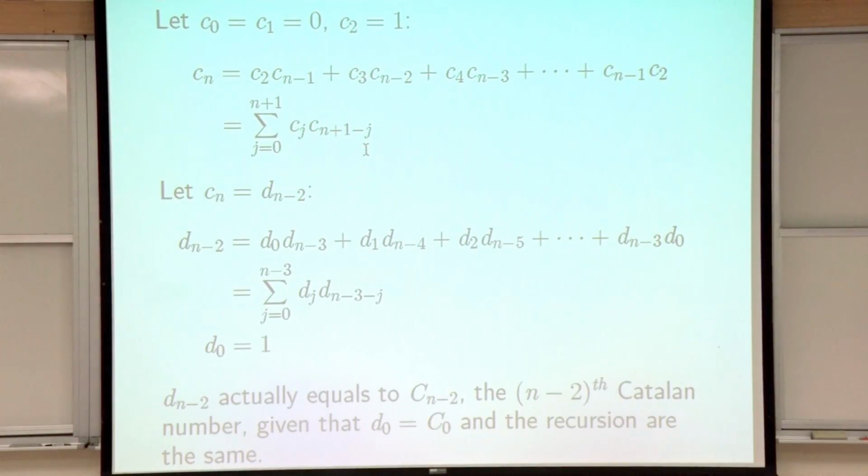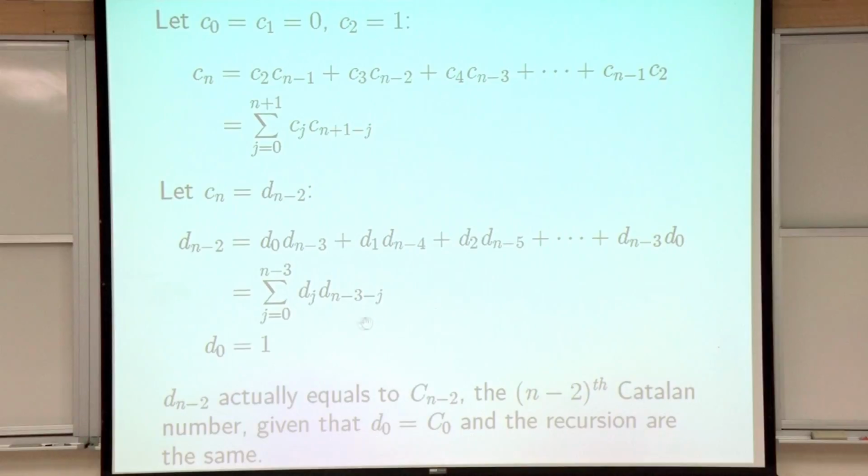And to simplify this equation, I let Cn equal to dn minus 2 for some dn. So we can get dn minus 2 is equal to d0 times dn minus 3 plus d1 times dn minus 4 all the way up to dn minus 3 times d0, which we can write here as the sum over j from 0 to n minus 3 of dj times dn minus 3 minus j. And d0 is equal to 1, C2.